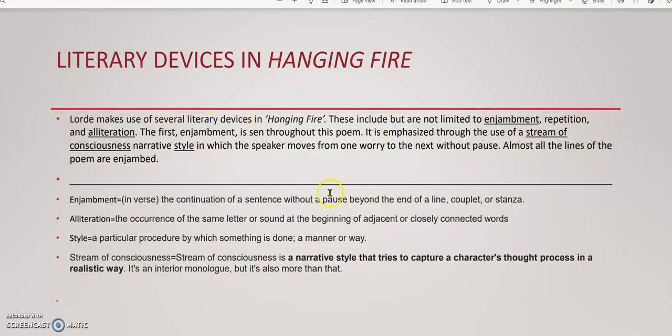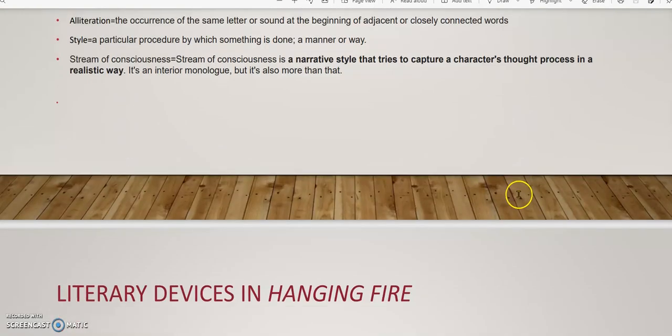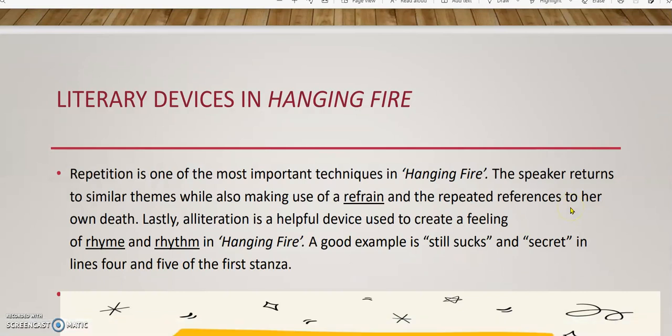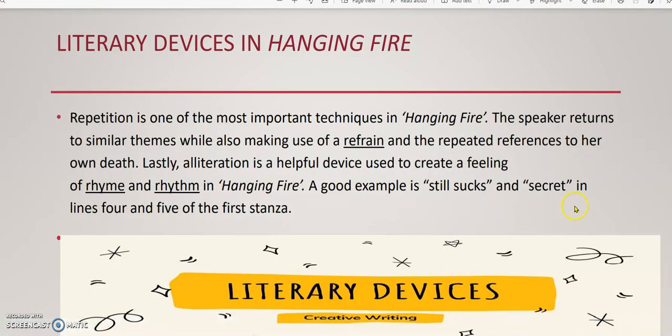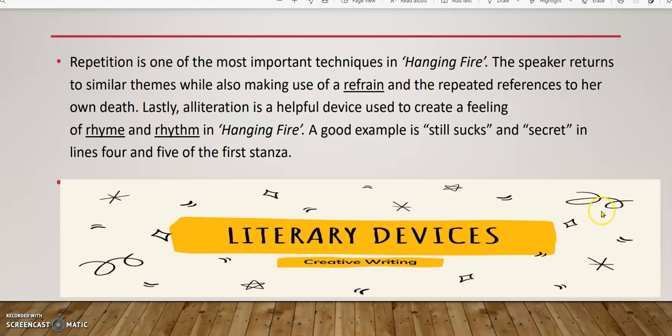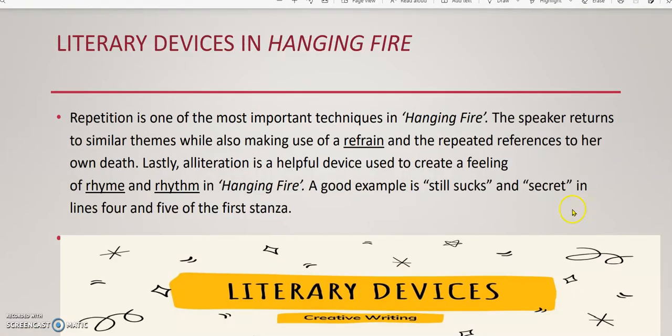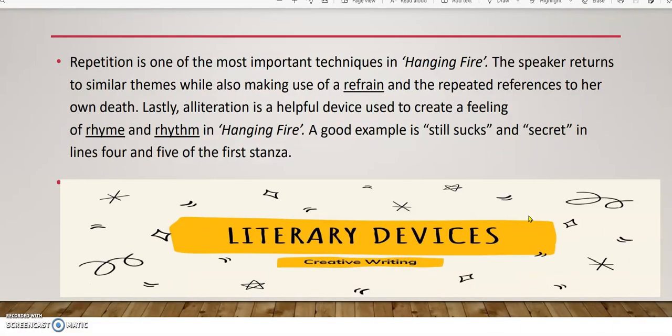The first is enjambment, present throughout this poem. It's emphasized through the use of a stream of consciousness narrative style, in which the speaker moves from one worry to the next without pause. Almost all the lines of the poem are enjambed. Different literary terms are used, like repetition and alliteration.